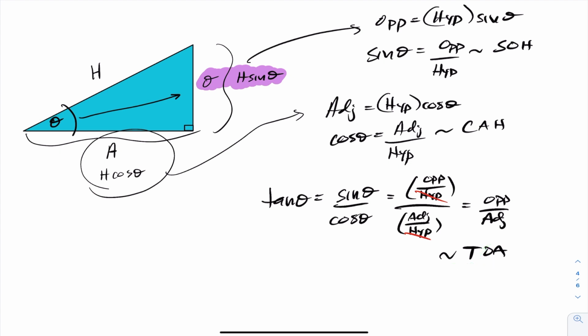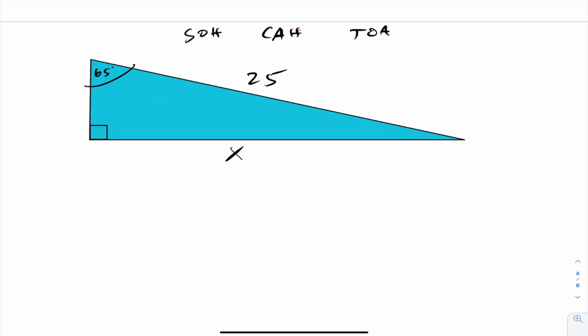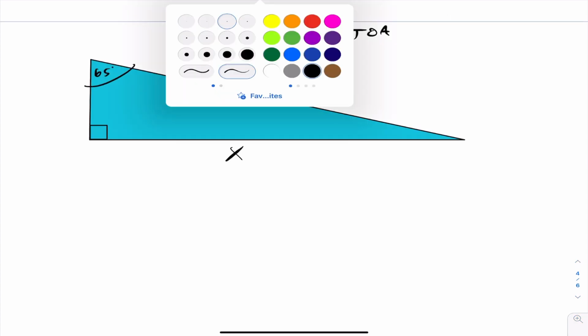So we can put this all together here. I've got the SOH, the CAH, and the TOA. So let's take a look at some examples of how you can solve right angle triangles using SOHCAHTOA. Okay, let's take a look at this example here. So again, you have your reference angle like we've always had.